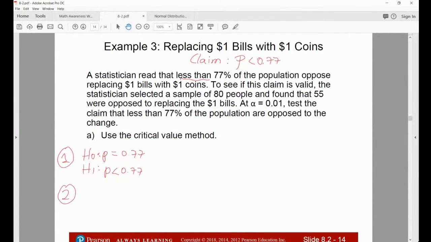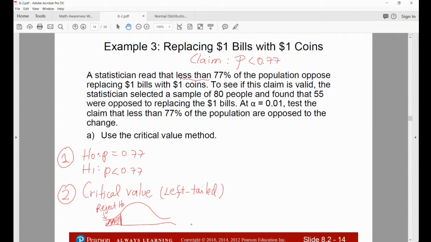We have a left tail test, so the critical value will be positive or negative? It will be negative. For a left tail test, the critical value will be negative because it will be to the left of 0. This will be the critical region, the rejection region for a left tail test.